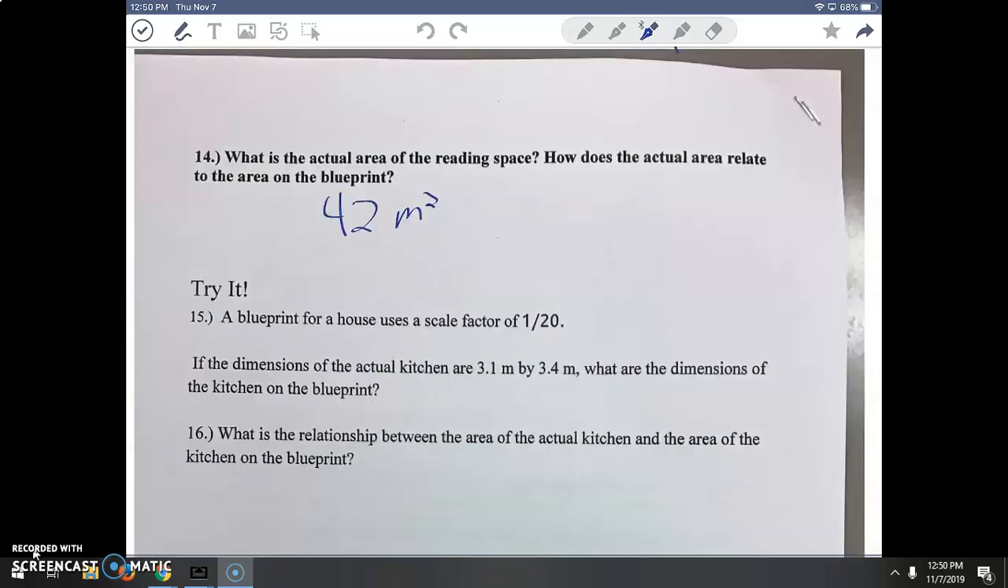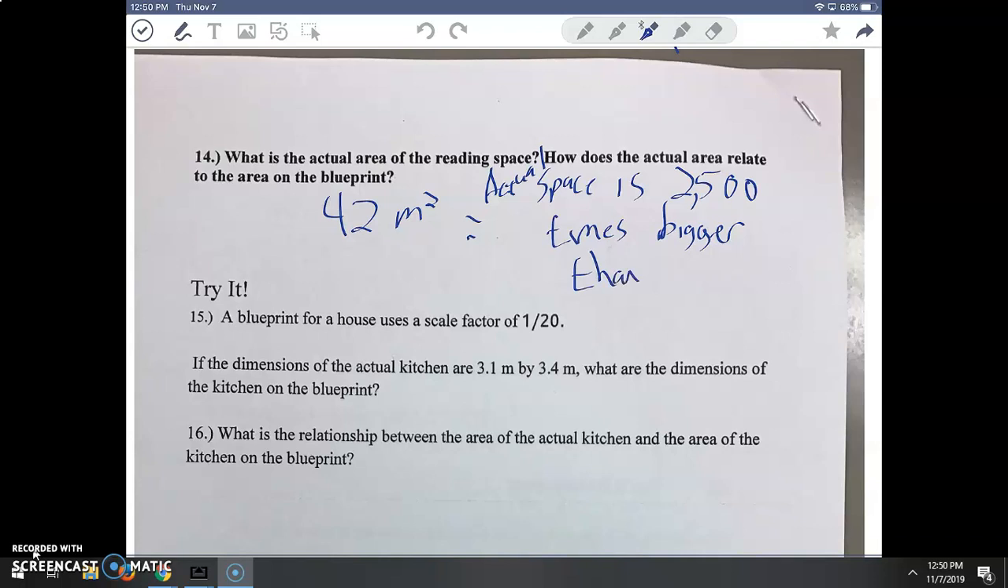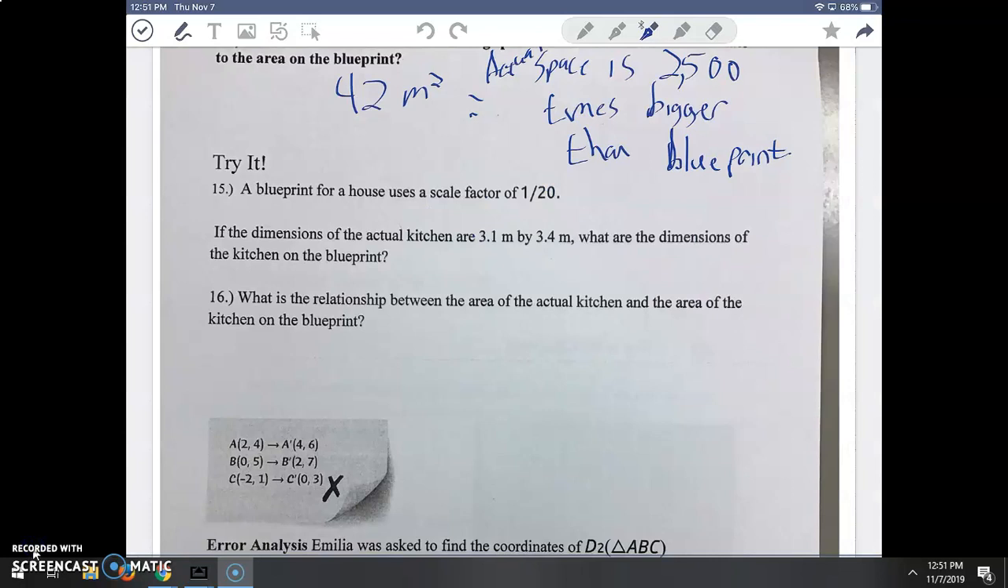That's what this is over here. It says, how does that actually relate to the area on the blueprint? You notice that the actual space is 2,500 times bigger than the blueprint. I don't know how to spell blueprint. Okay, you try 15, 16, and 17. I'll come back with the answer.